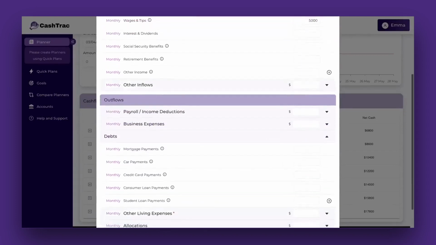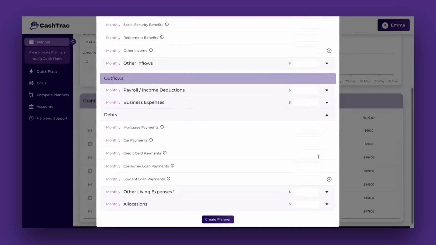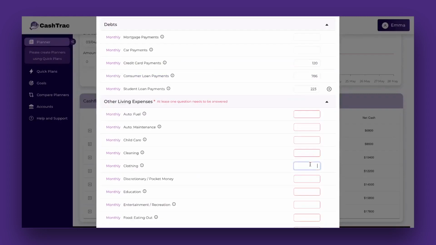Now, Emma focuses on her debts. She enters her monthly payments for credit cards, personal loan, and student loan. Emma then lists her monthly living expenses.